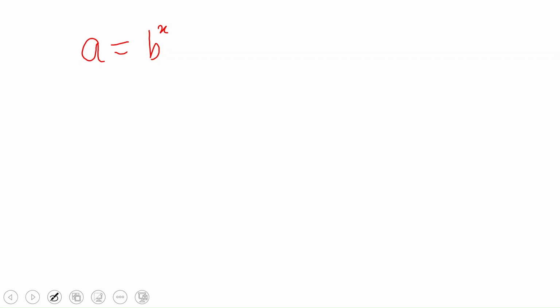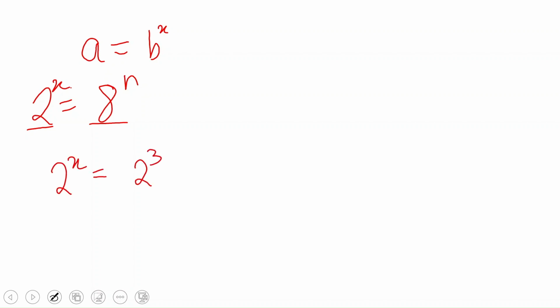So let's assume 2 to the power x is equal to 8. What we can do is make the bases equal. So this is base 2, right? So we need to make the right side equal to base 2 to the power n, let's say. And if we are able to successfully do that, then the powers will be equal. So basically, we'll get 2 to the power x is equal to 2 to the power 3, right? So n is equal to 3, and x is equal to 3 will be the answer for this equation.